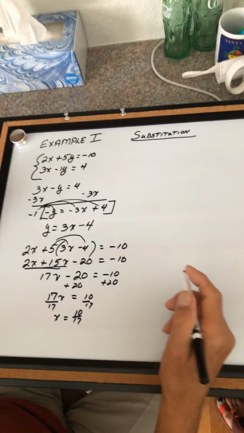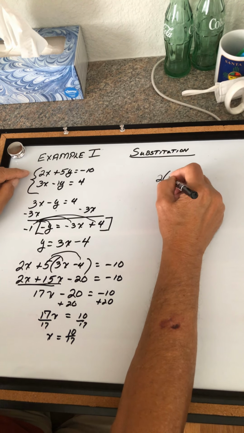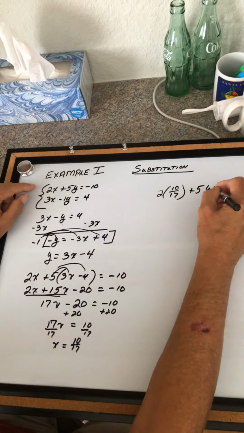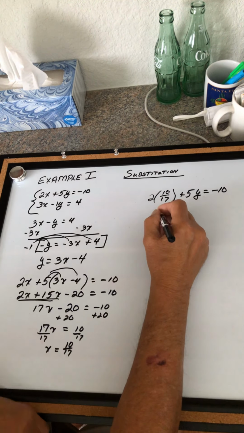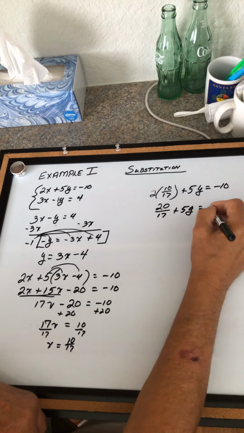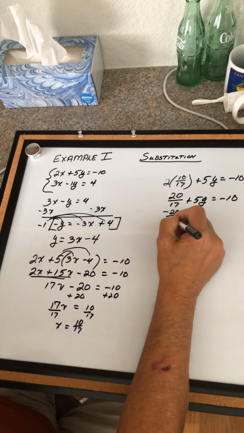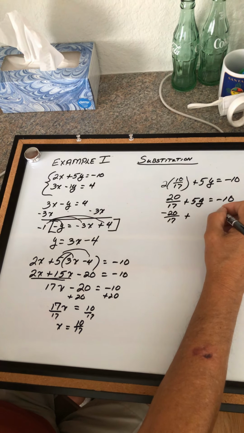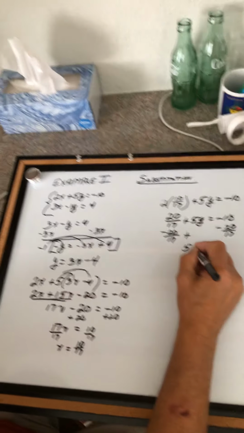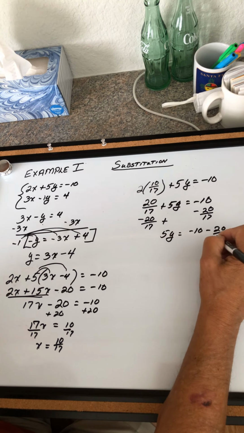Okay? The x value is 10 over 17. So I'm going to say 2 times 10 over 17. Disregard what I did there. Plus 5y equals minus 10. This is going to give me 20 over 17 plus 5y is equal to minus 10. Again, fractions. I am going to subtract 20 over 17. And on this side, I'm going to subtract 20 over 17. Now, this is going to give me 5y is equal to minus 10 minus 20 over 17.